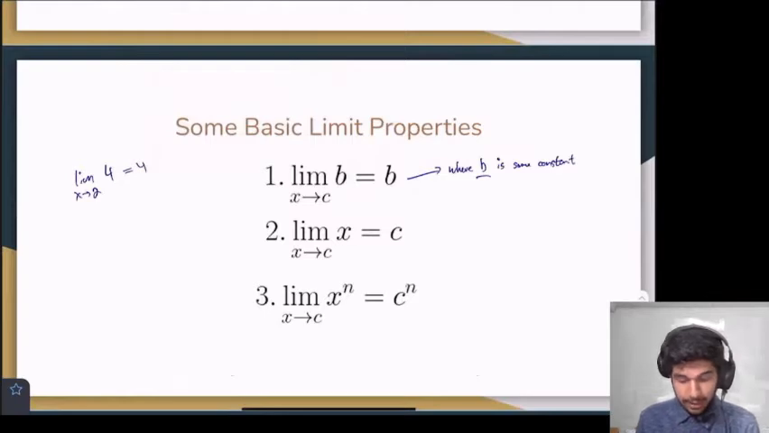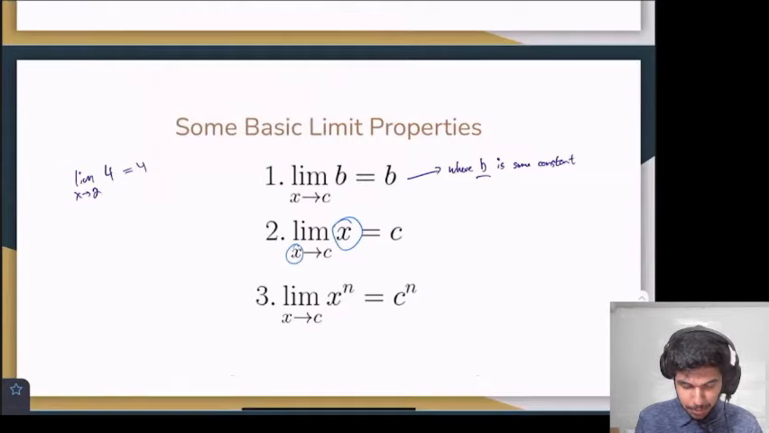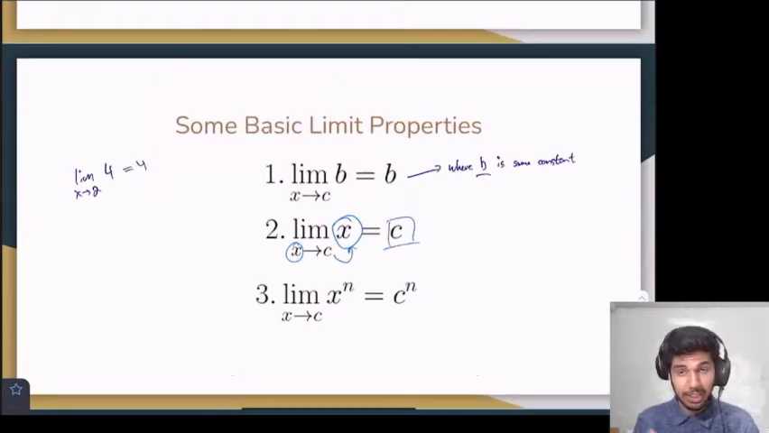Okay. Next, now we have a variable. The limit as x approaches c of x equals c, right? So now we have this variable that's approaching some value, and we're analyzing that as a function. And what that's saying is we can just plug this c into x to get c. So that is a property that holds.